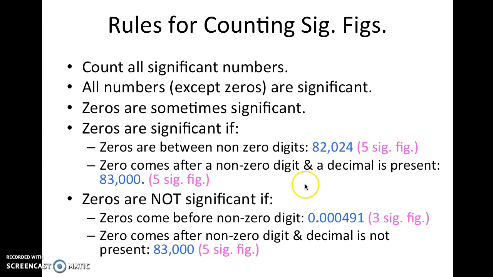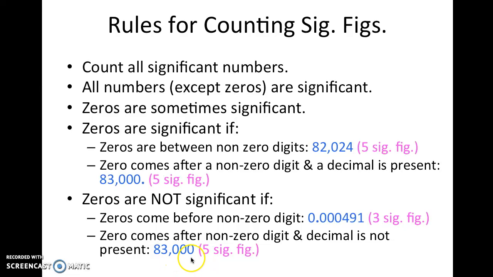Here are the cases where they're not significant. If you have zeros that come before a non-zero digit, whether there's a decimal place there or not, but usually that means that there is a decimal place there, we won't count these zeros. We will not go 1, 2, 3, etc. We'll start counting as soon as we see our first non-zero digit, which starts at the 4. So there's 1, 2, 3 digits there that are significant. These zeros are not.